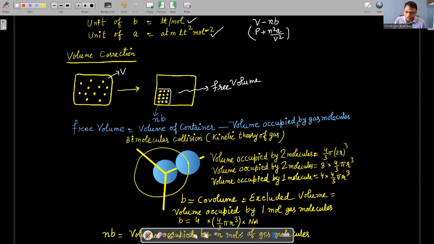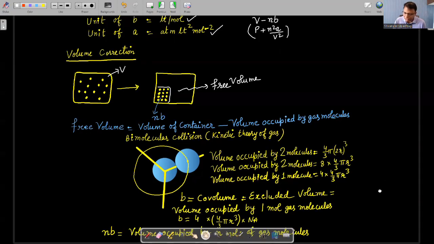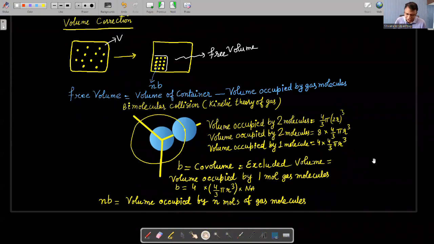In the case of bimolecular collision in the gaseous state, in the kinetic theory of gases, we study bimolecular collision, when two molecules collide together. Due to random motion, if this is the molecule, the other molecule can come and collide with this molecule from any direction. Suppose at a time this other molecule is coming from this direction. It means that in this spherical region there is no center of a third molecule.